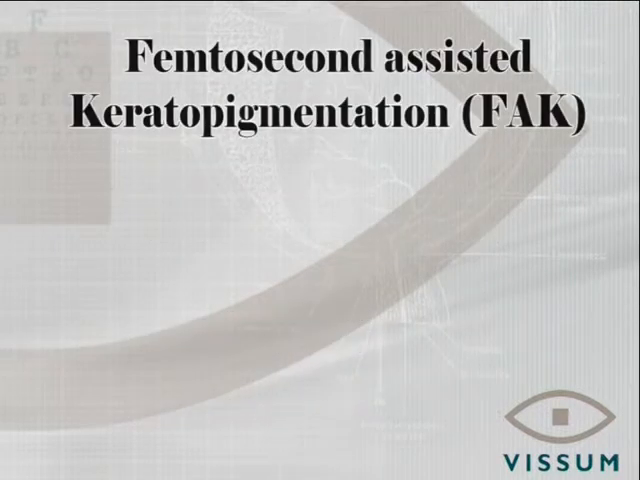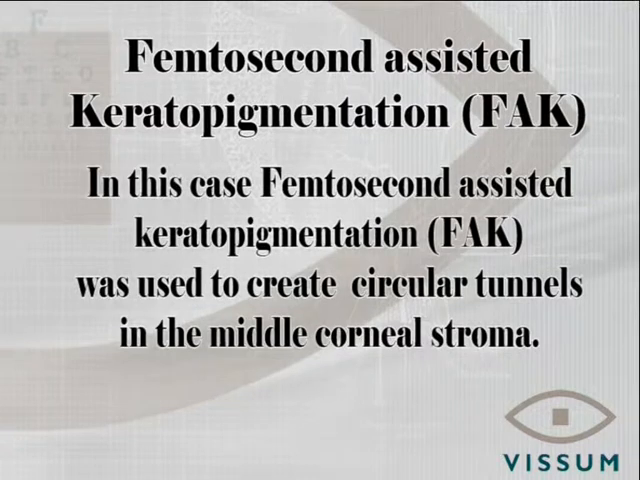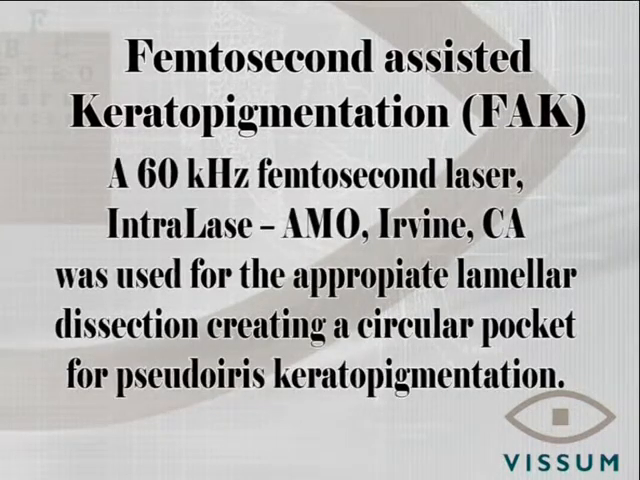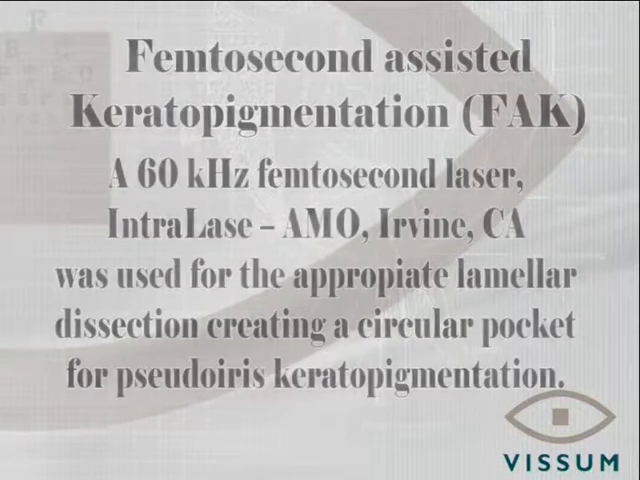I'm going to present to you particularly femtosecond-assisted keratopigmentation. Femtosecond-assisted keratopigmentation has been used in this case to create circular tunnels at the middle of corneal stroma using a 60 kHz femtosecond laser, Intralase, for appropriate lamellar dissection and to recreate the iris tissue.